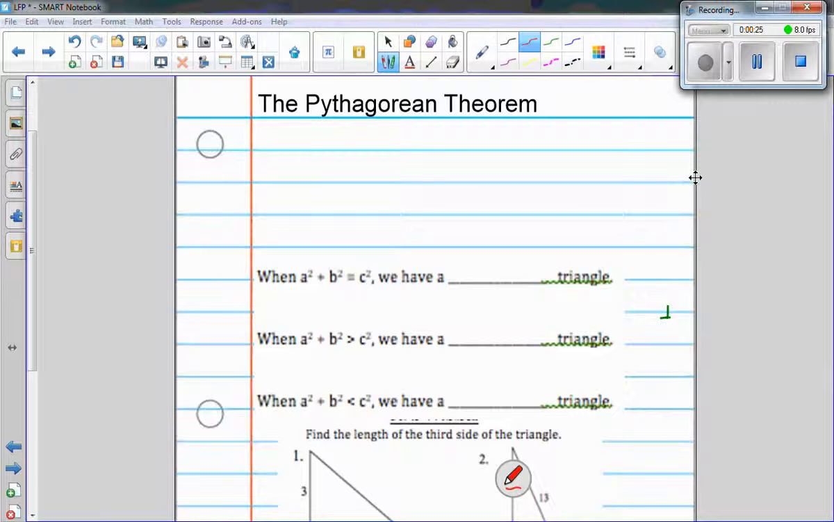Now, a long time ago, there was this guy named Pythagoras, and he was so cool. They had this group of followers named the Pythagoreans. And they, for the first time, figured this out. Nobody knew that this existed until they came along. And so we're going to talk about what the Pythagorean theorem is, how you use it, and why we should care. Because you should care.